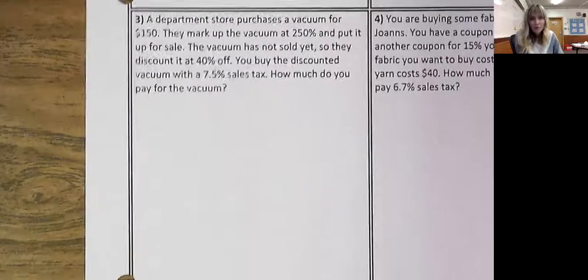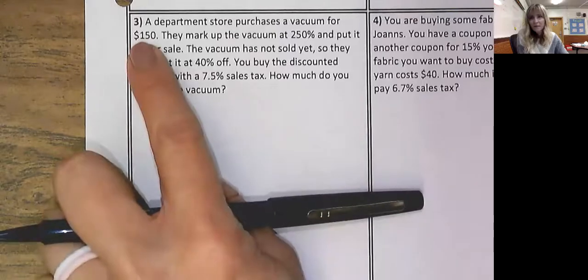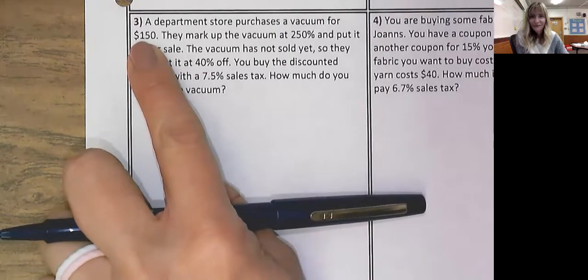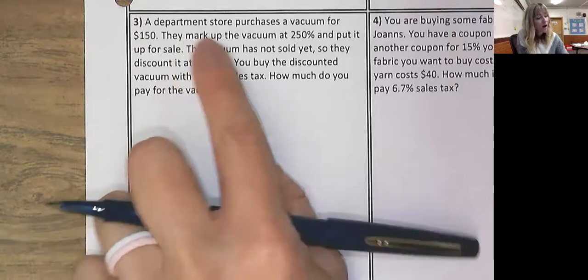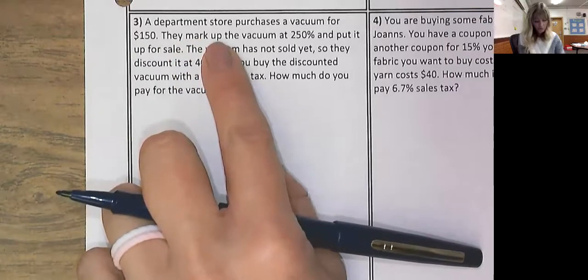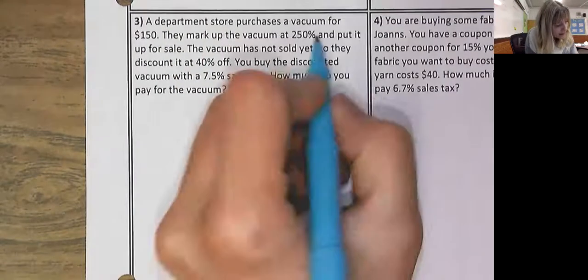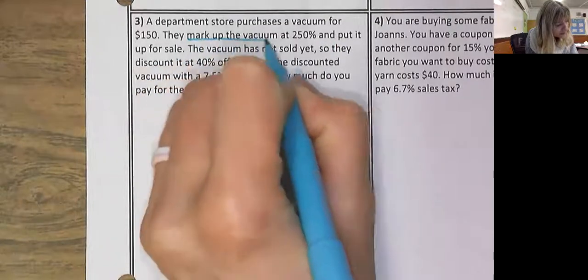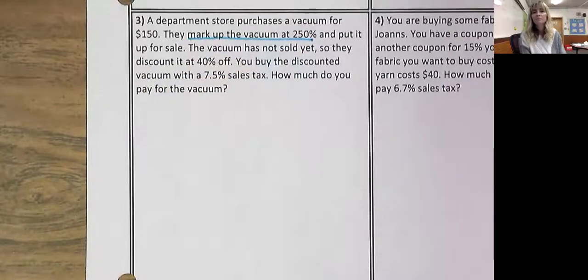A department store purchases a vacuum for $150. There's our original, our first one. They mark up the vacuum. Okay, that's going to be one thing that happens. They mark up the vacuum at 250% and put it up for sale. We remember what that means, mark it up? The store buys the vacuum from some wholesaler and then they up the price before selling it to you. Otherwise, they wouldn't make any money.